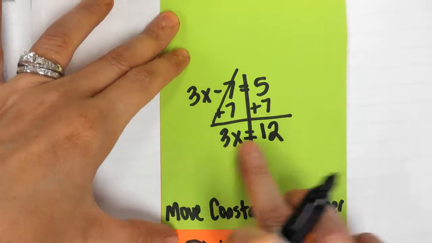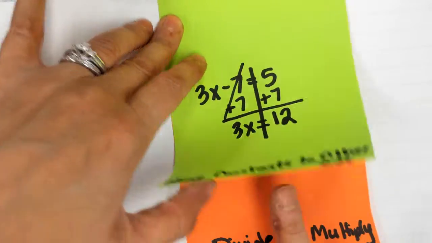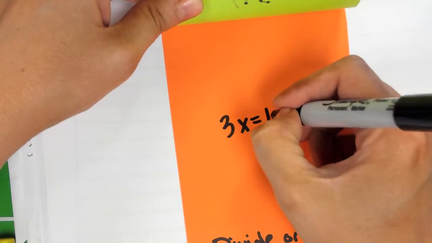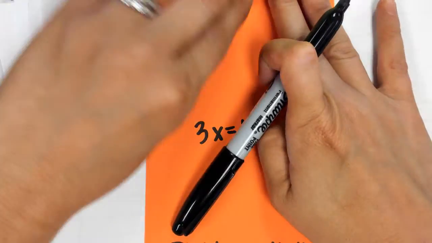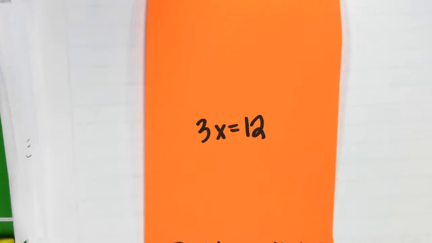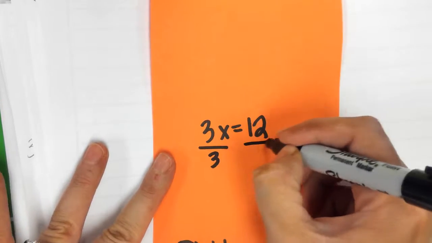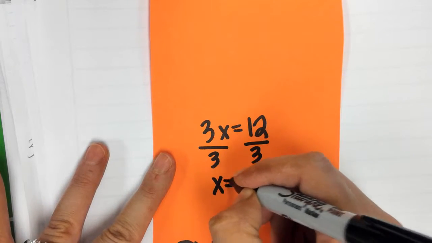Okay, again, take that last step, put it on the next part. 3x is equal to 12. So the last step is either multiply or divide, and this is your job to know what to do. In this case, what do I do? Good. I divide by 3. x is equal to 4.